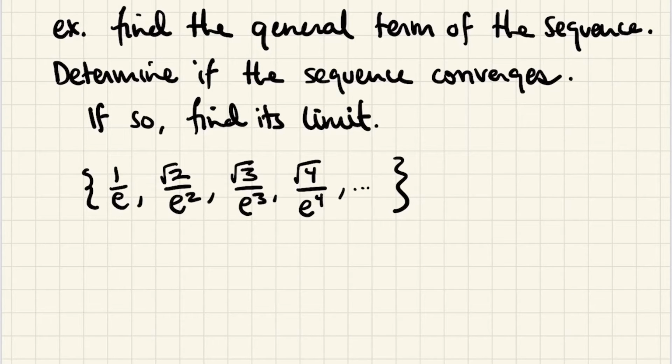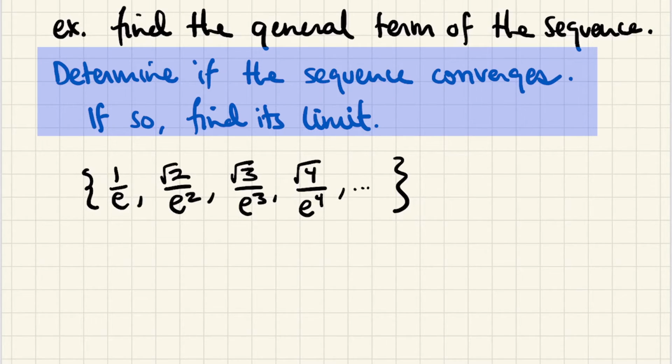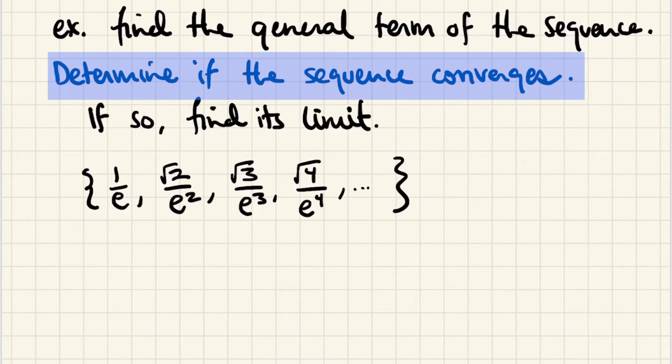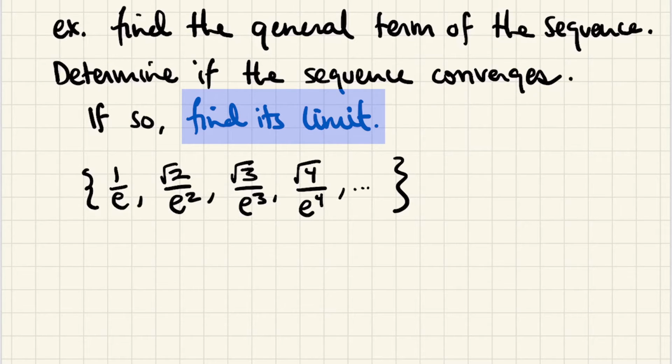All right, so here we have to not only find the general term, as we've been doing in the last few examples, but also determine whether the sequence converges, and if so, find its limit. Now, let me talk a little bit about this wording here, because this is exactly the wording that's used in your textbook, and in fact, in my experience, most textbooks have some version of this wording almost exactly like this. So this may seem like an odd way of asking the question, because the way that we determine whether a sequence converges is by evaluating the limit.